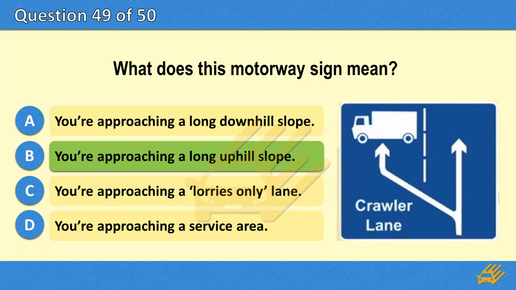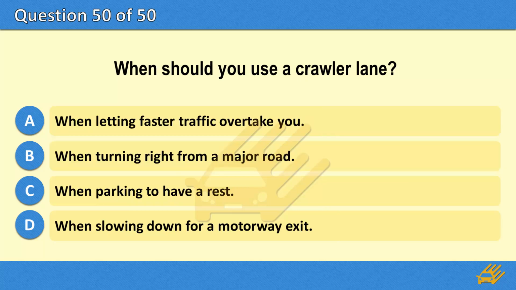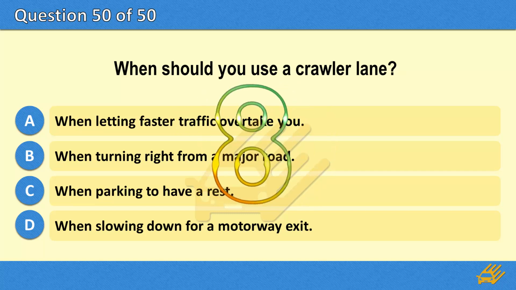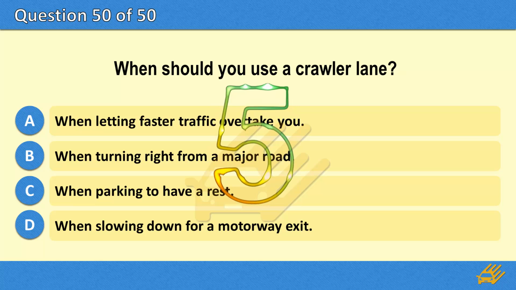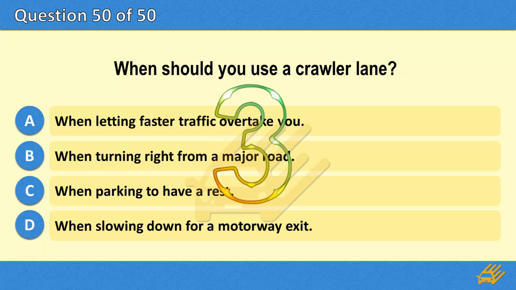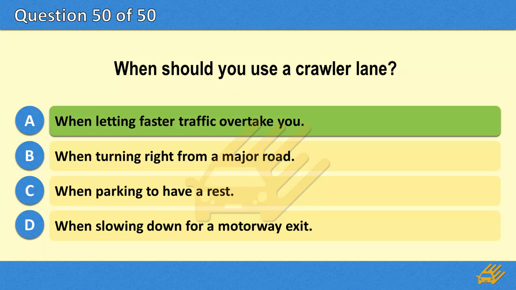The correct answer is B. You're approaching a long uphill slope. When should you use a crawler lane? A. When letting faster traffic overtake you. B. When turning right from a major road. C. When parking to have a rest. D. When slowing down for a motorway exit. The correct answer is A. When letting faster traffic overtake you.